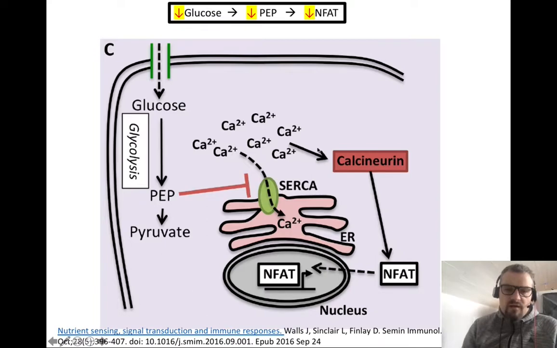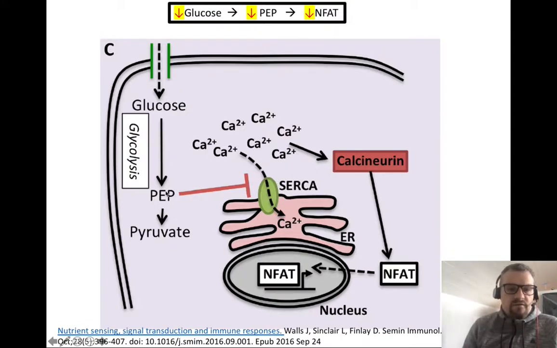So after you have activated the pathway, your activated T cells, you start to reuptake the calcium back into the ER, and that will ultimately lead to an inactivation of the signal that's driving calcineurin NFAT signaling. And so that's a way of turning off NFAT signaling when you're finished activation. Now, phosphoenolpyruvate is important because it controls the activity of SERCA, which is this uptake transporter.